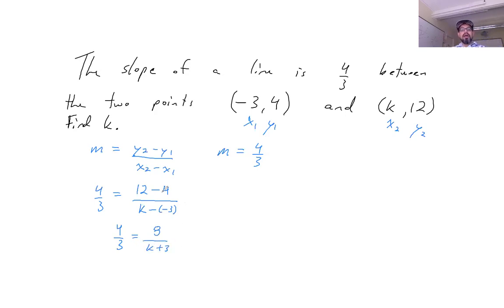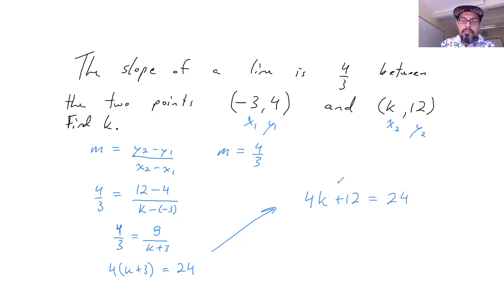Okay, so now you've got to do some algebra. Essentially, you have one fraction equaling one fraction, you can cross multiply, okay? So when we cross multiply, we get 4 times k plus 3 on one side, and on the other side, we get 24. We are going to distribute the 4, so we get 4k plus 12, and essentially we're just doing algebra now to figure out what k is. Minus 12 from both sides. 4k is equal to 12. Divide both sides by 4, and k equals 3, and there you have it.